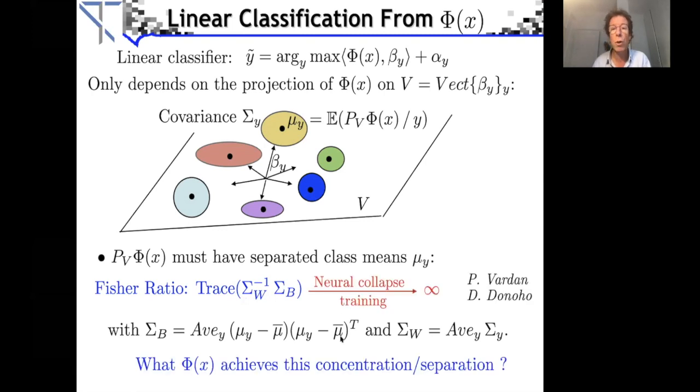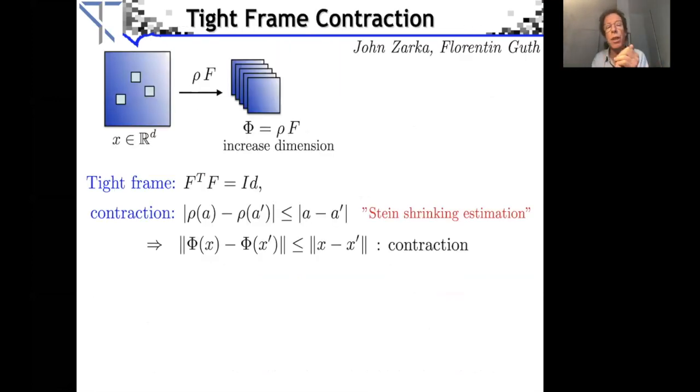So one of the beautiful results that was obtained by Papyan and Donoho and their collaborators is the fact that as the training goes, when you have deep layers, you see a kind of neural collapse, which means that the variances have a tendency to go almost to zero, and the classes appear to be very well separated on the training data. So the question I'll be asking here is, what kind of mechanism, how can you construct such a phi of x which achieves this separation and concentration phenomenon? The main issue here is that we are in high dimension, and there is a priori a huge variability within each of the classes.